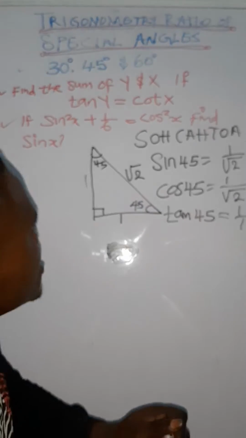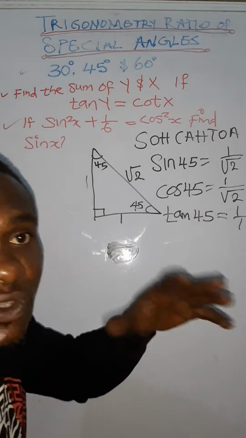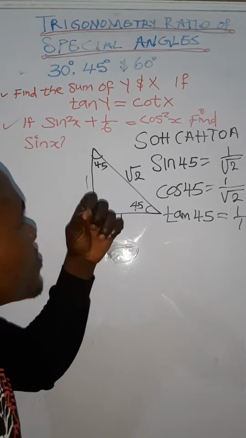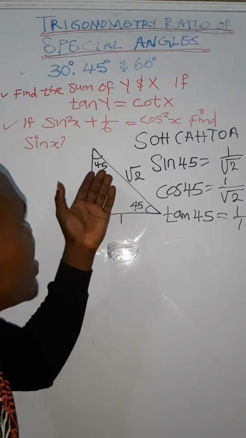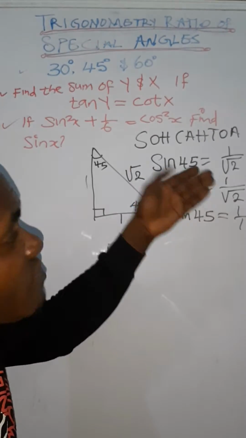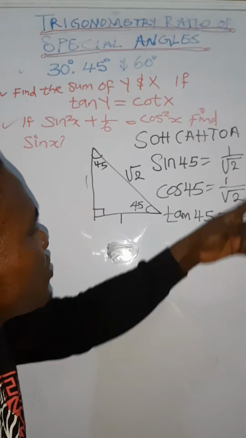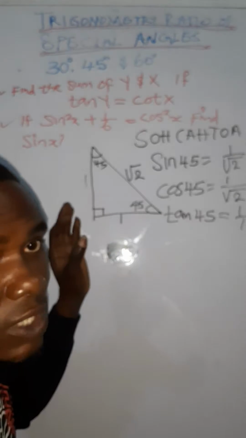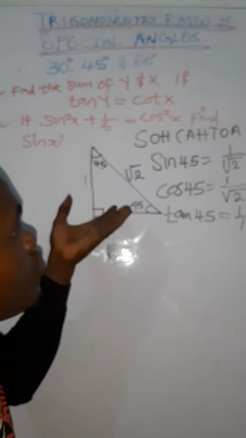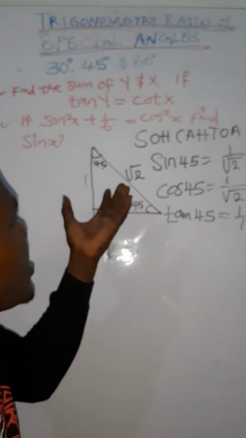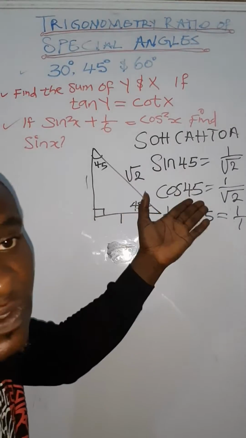So whenever you are solving a question requesting you to leave your answer in short form, and you're having the angle as 45, instead of using sine 45, you can use 1 over root 2 like that. So this is one of the two triangles I told you that you can use in solving your special angles. This triangle only contains 45.